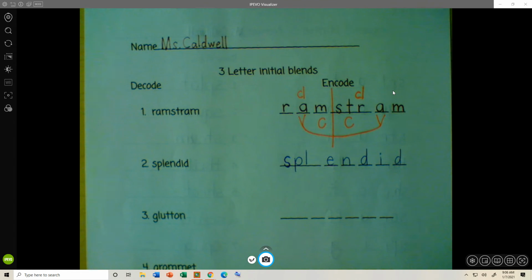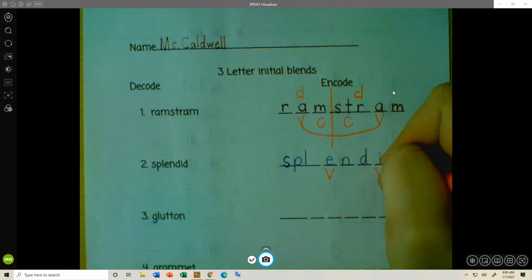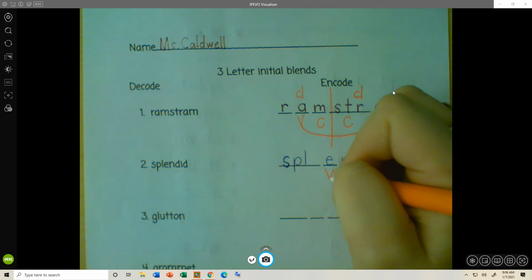Okay. So first step is to find the vowels. Who would like to tell me what the vowels are in this word? Jack. E. And good, E and I. Perfect. So now we're going to make our boat.